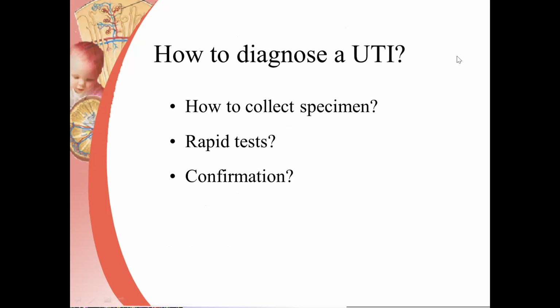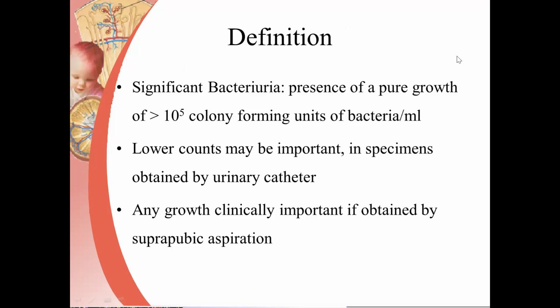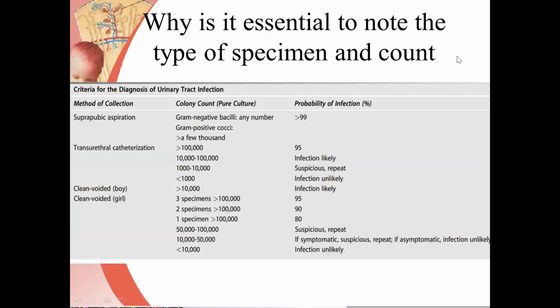How to diagnose a urinary tract infection? It is important to know how to collect the specimen, what the rapid tests are, what the confirmatory tests are. So those things are all important. A significant bacteriuria means presence of a pure growth of more than 10 to the power 5 colony forming units of bacteria per ml. Now this is a simple definition, but in itself it is not complete because there are a lot of ifs and buts along with it. I will come to that in a minute. Lower counts may be important, particularly in specimens obtained by urinary catheter, and any growth is clinically important if obtained by suprapubic aspiration. So this 10 to the power 5 cutoff should not be taken as an absolute value.